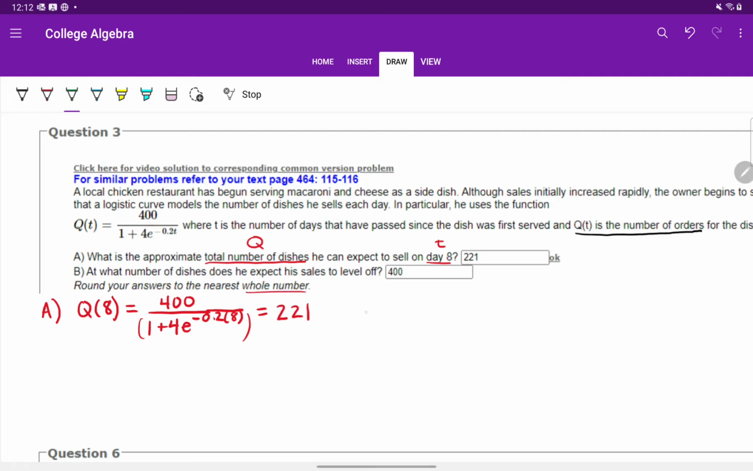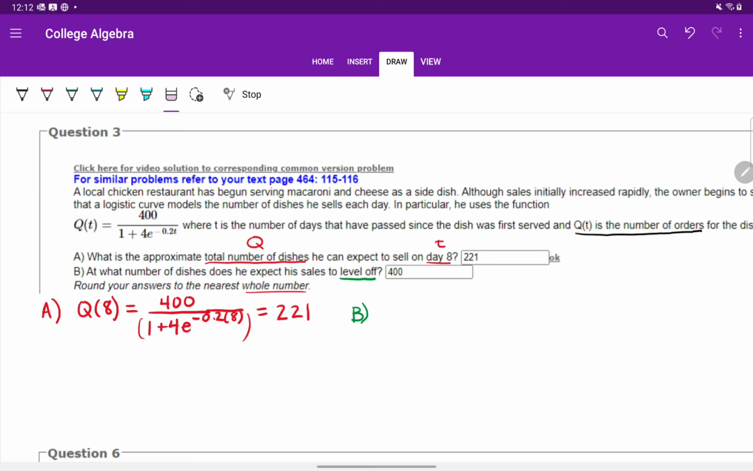All right, so part B is a more conceptual question. They're asking at what number of dishes does he expect his sales to level off? Here's what we're asking in this question. Functions that contain exponentials always have a horizontal asymptote. We've discussed this before. So your function might look something like this, where it's increasing, but then it'll eventually start to decrease and it'll have a horizontal asymptote here.